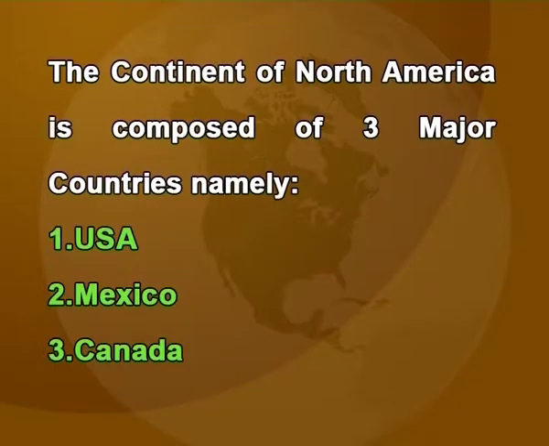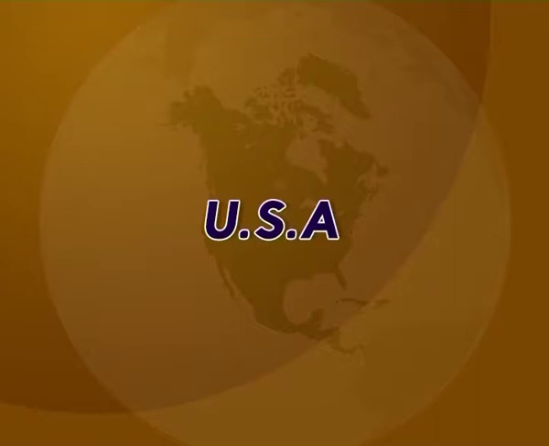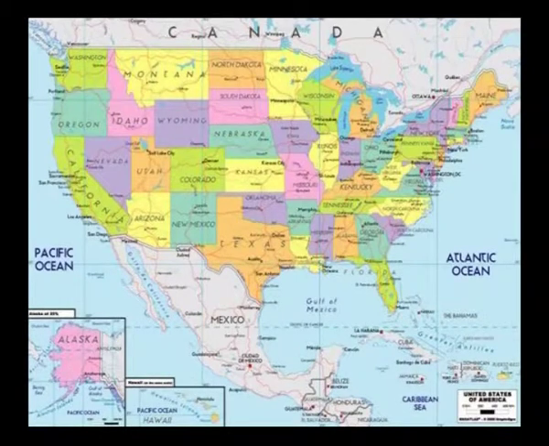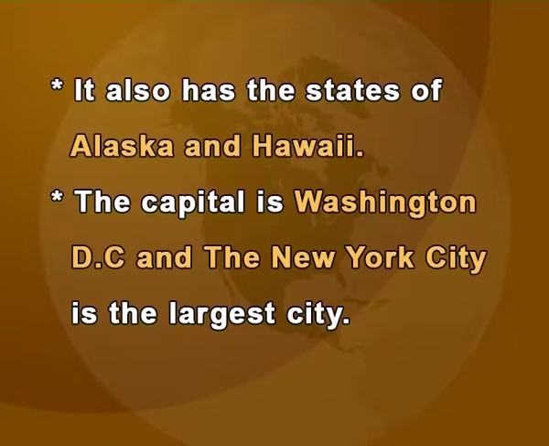The continent of North America is composed of 3 major countries, namely USA, Mexico, and Canada. Let me first start with the first country, USA. The United States of America is a country in North America consisting of 50 states covering a vast portion of North America, with Alaska in the extreme northwest and Hawaii extending the nation's presence into the Pacific Ocean. It also has the states of Alaska and Hawaii. The capital is Washington, D.C., and New York City is the largest city.